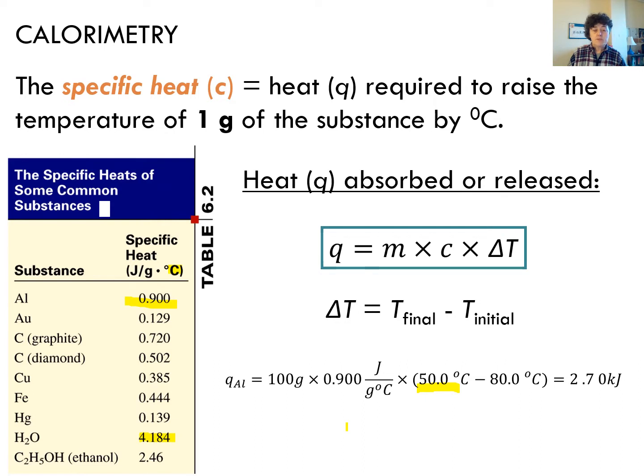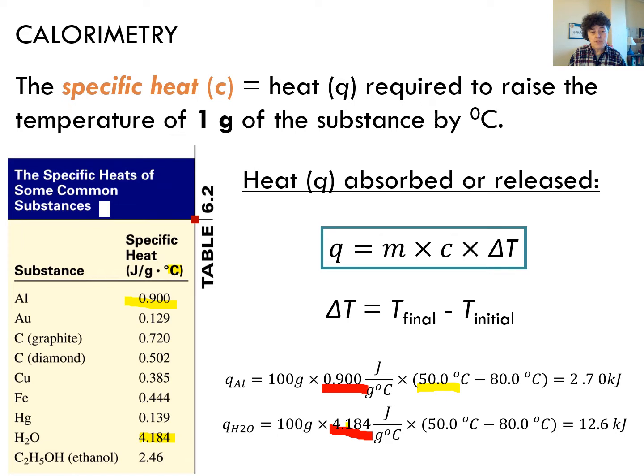What would be the difference if we would do the math with water? The only different number would be the specific heat, 4.184 as opposed to 0.9, and this gives a much larger value of joules, 12.6 kilojoules. So the implication is that water is good for storing heat. That's why it's used as either a refrigerant liquid or a heating liquid, for example, in certain types of house heating systems.